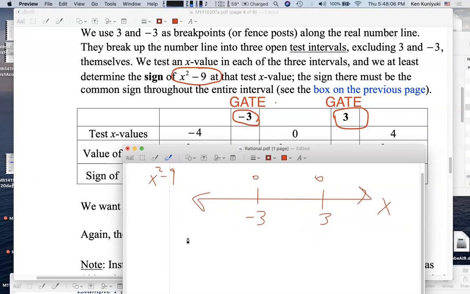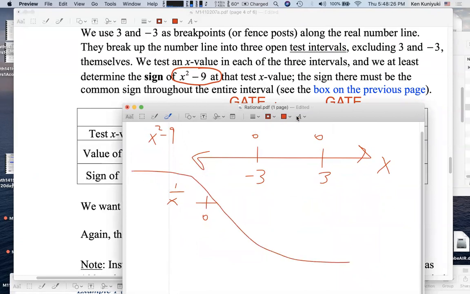Bear in mind, for a general rational function, anytime you have a place where the function is undefined, you need another fence post. Here, we just have fence posts where the polynomial is 0. If you have something like 1 over x, for example, you need a fence post at x equals 0, where it's undefined.